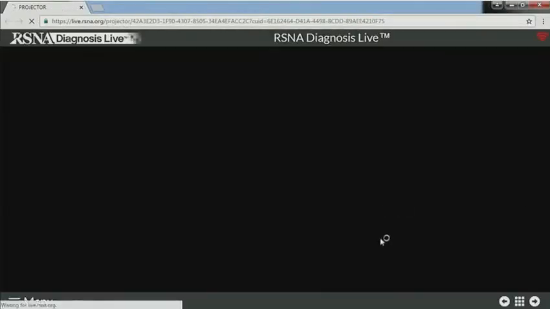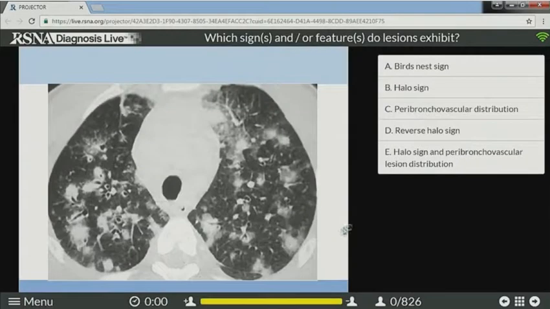So let's hope this works here. Oh, here it goes. Again, five answers: bird's nest sign, halo phenomenon, peribronchovascular distribution, reverse halo sign, or a combination of the two.